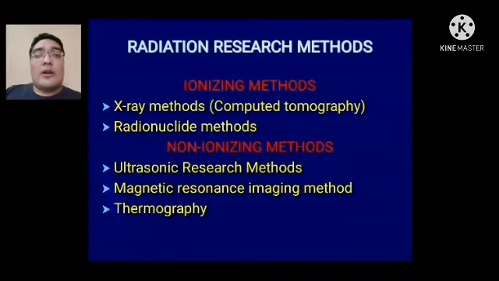What does the term ionizing mean? Ionizing means that by the influence of these rays, the molecules of our body become more active, more ionized. So molecules are divided into positive ions and negative ions. So they are more harmful for our organism. Non-ionizing methods are ultrasound, MRI, and thermography. They do not influence our body like ionization, and they do not harm our body. So this is the main point. Ionizing methods are harmful for our body. Non-ionizing methods are not harmful for our body, harmless.